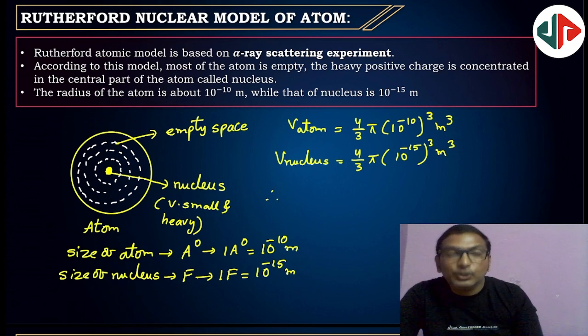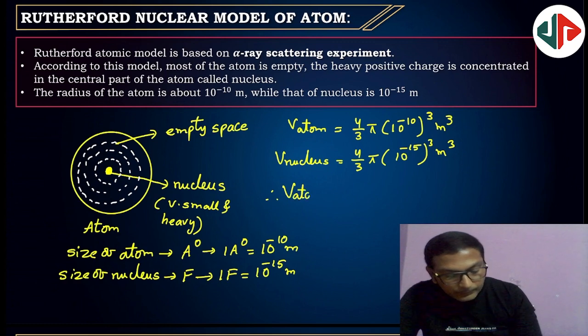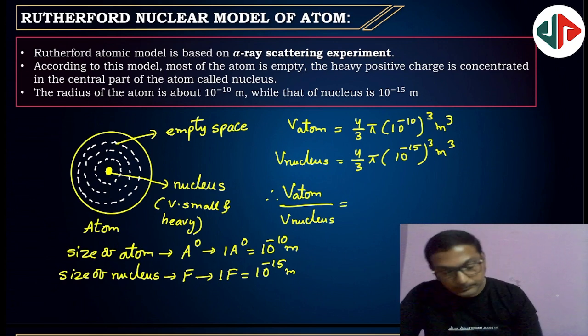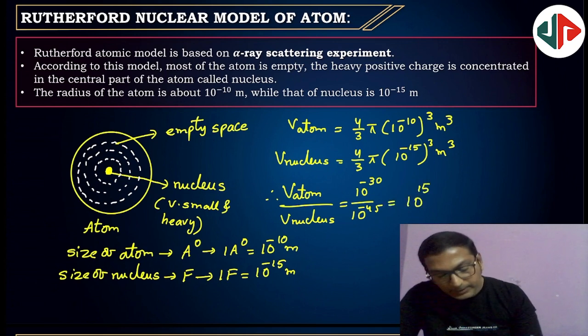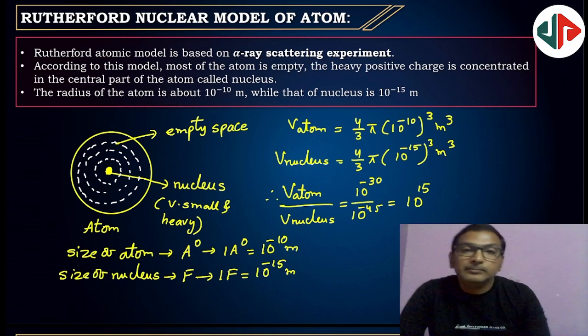Therefore, volume of atom by volume of nucleus equal to, so here 10 power minus 30 by 10 power minus 45. That is 10 power 15. That means if volume of nucleus is 1, then volume of atom will become 10 power 15 times.